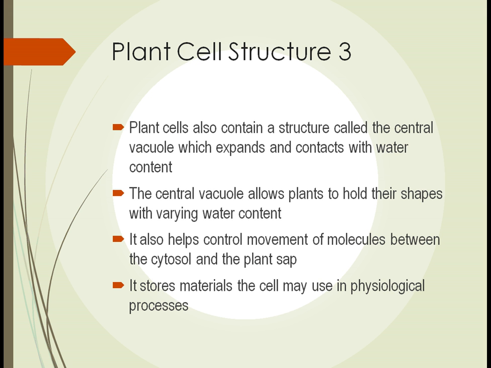Plant cells also contain a structure called the central vacuole. Remember, I mentioned that earlier. This contains water, cytoplasm, liquid essentially. And as a plant starts to lose water, the cell walls help hold the shape as much as possible. When the cell walls begin to bend in, the central vacuole can absorb, or attempt to absorb, more water, pushing out, helping the plant maintain its shape.